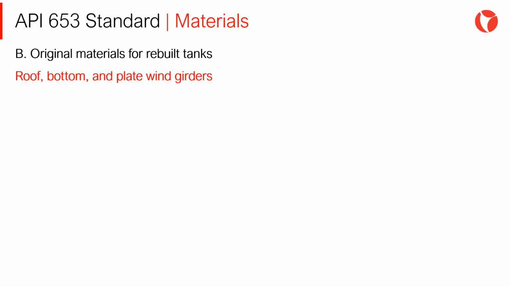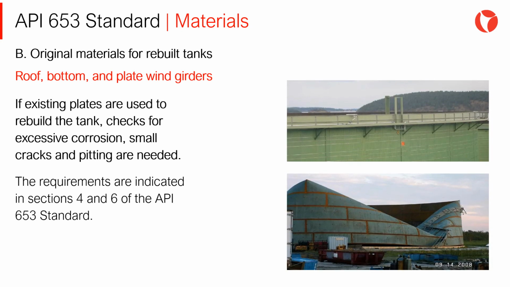Regarding roof, bottom and plate wind girders, if existing plates are used to rebuild the tank, checks for excessive corrosion, small cracks and pitting are needed. The requirements are indicated in sections 4 through 6 of the API 653 standard.